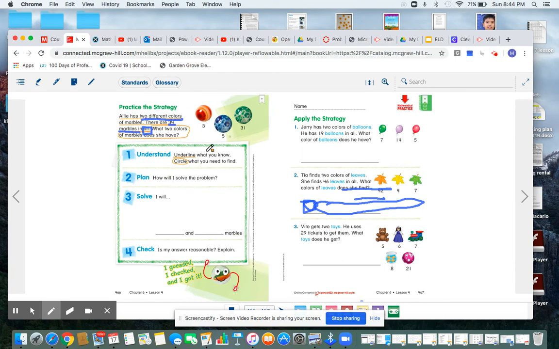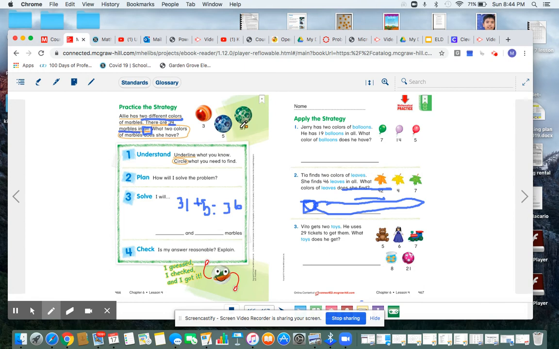But I can go ahead and say 31 plus 5. What answer do I get when I have 31 plus 5? Remember, you have to add the ones first, which is 6. And then I add the 3. So my answer is 36. That is not what I'm looking for because I need my answer to be 34.